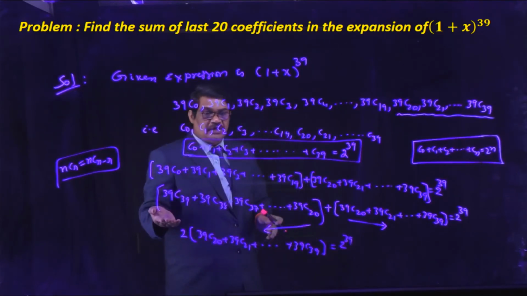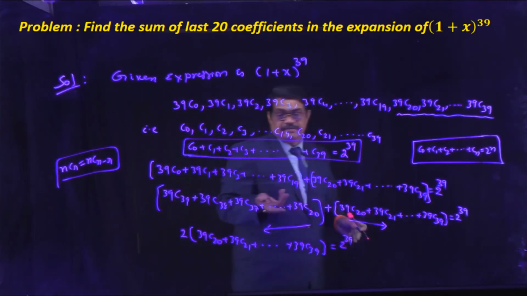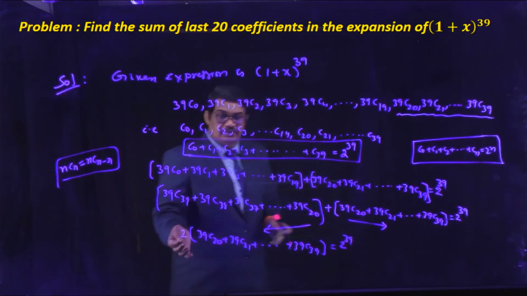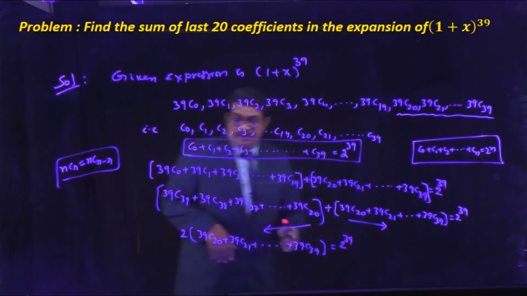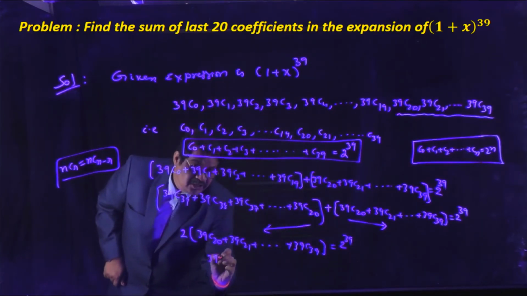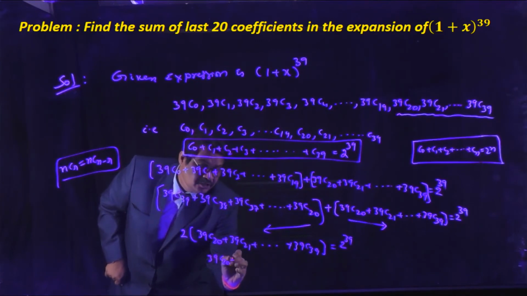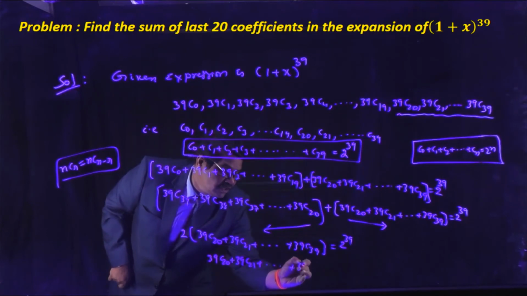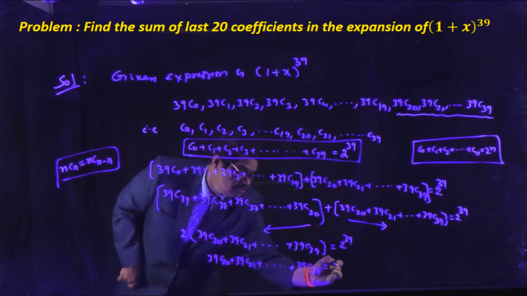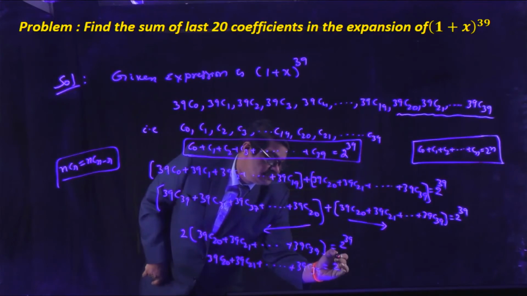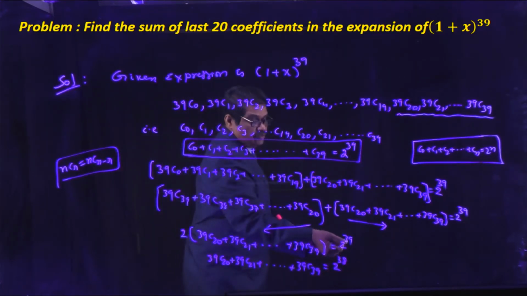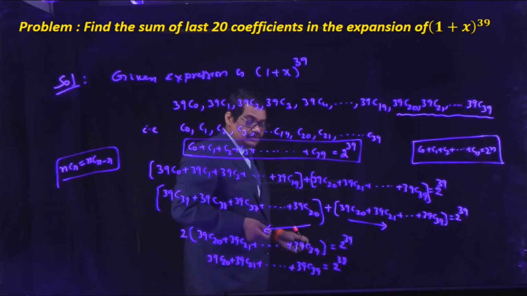So these first 20 terms and last 20 terms are same. Now we are writing 2 times of these last 20 terms. Now moving to the RHS side, we are getting 39C20 plus 39C21 and so on, 39C39 is equal to 2 to the power of 38. So this 2 is moving to this side, 2 to the power of 39 by 2, that is 2 to the power of 39 minus 1, that is 38.